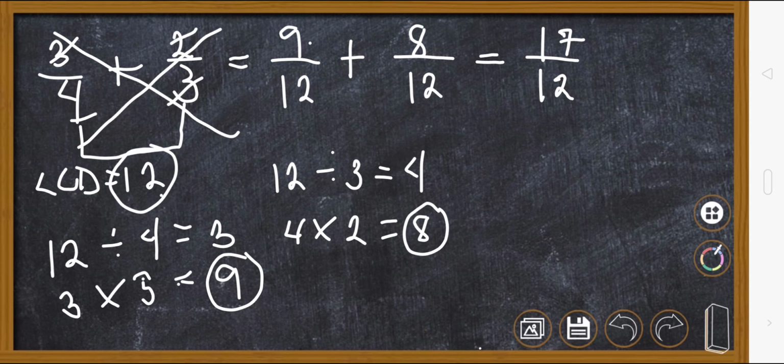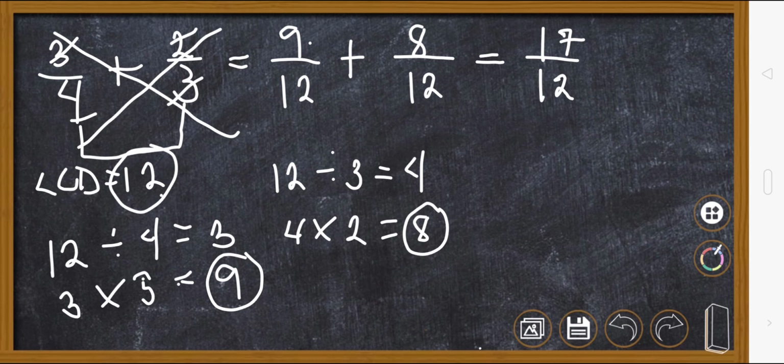Ngayon, since yung sagot natin should always be in lowest term, tingnan mabuti, 17/12 is an improper fraction. Bakit? Kasi malaki yung numerator kaysa kay denominator. So, we have to change it into mixed form. So, paano siya change sa mixed form? So, we're just going to divide 17 by 12.